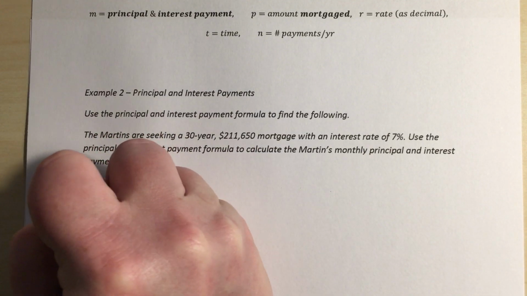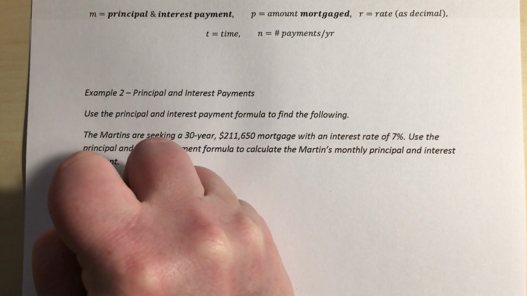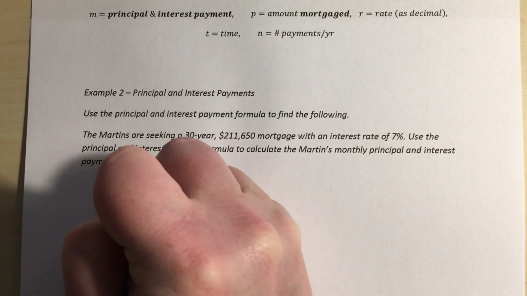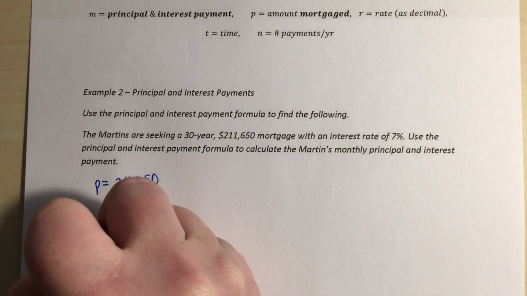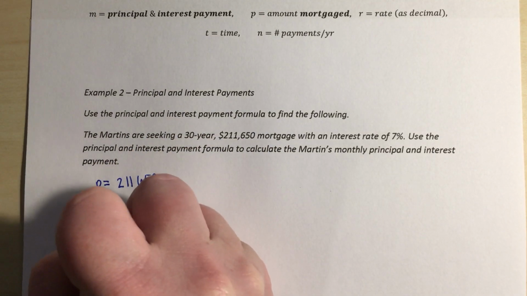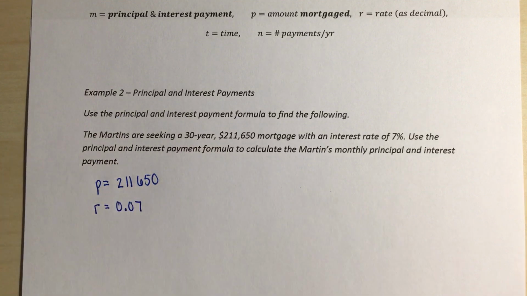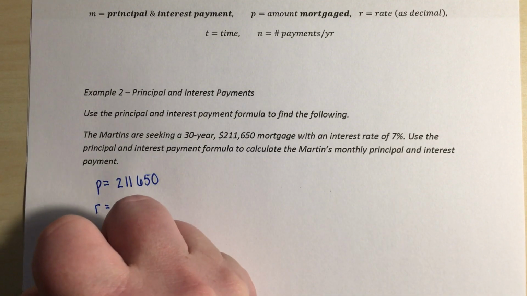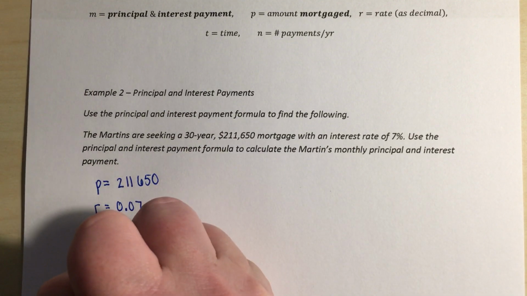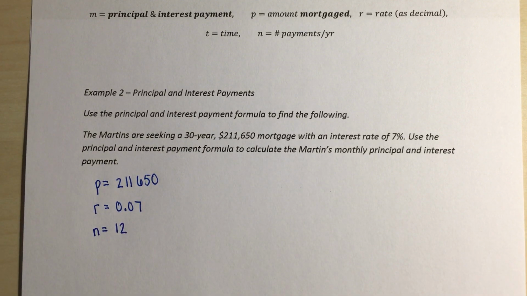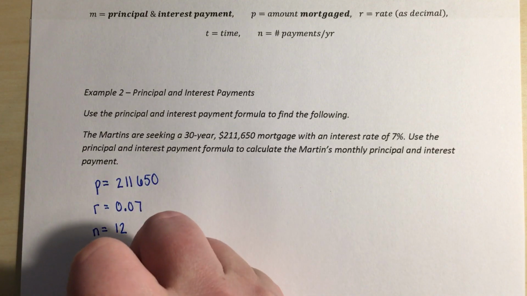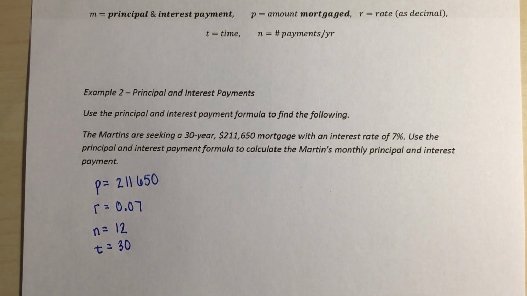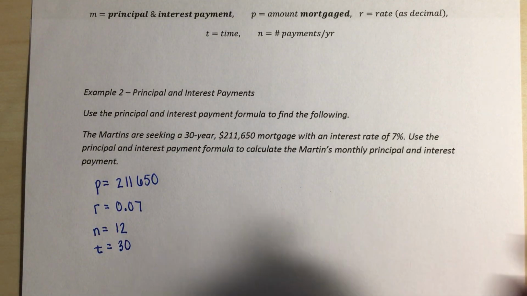So P is our amount that is mortgaged, and we have $211,650. R is our interest rate, 7%, 0.07. N, we're thinking monthly payments. There are 12 months in a year. And T is the amount of time. They're seeking a 30-year mortgage, right? So we're going to have 30 for our time.